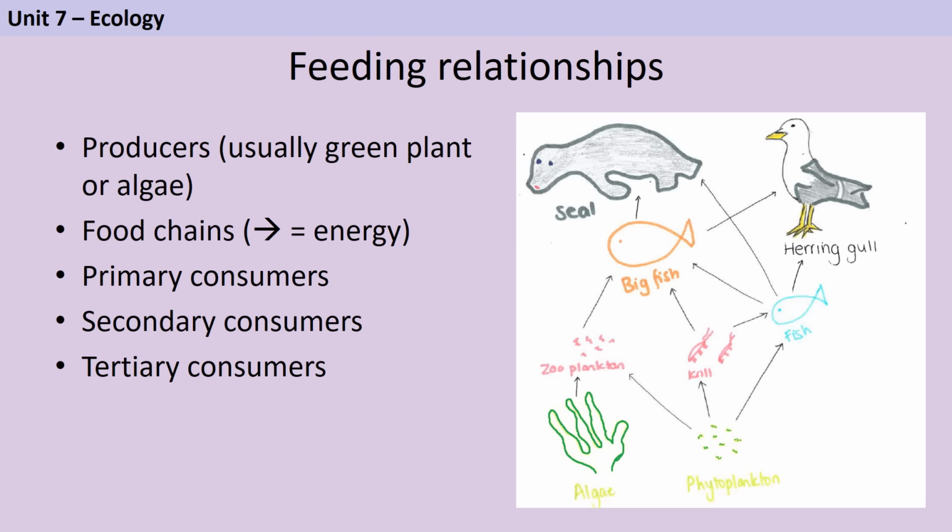Now you can use this to start talking about how the ecosystem would be affected if one thing was taken away, or if one of these organisms went extinct. So for instance, if our krill suddenly went extinct, the number of phytoplankton might increase because there's one fewer thing eating them. And the number of fish might decrease because the fish don't have one of their main prey.